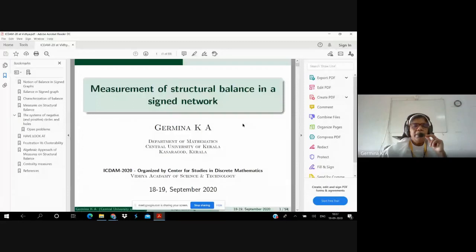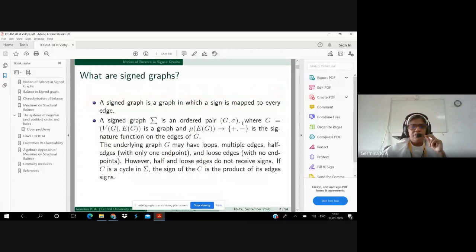Okay. So my lecture is on measurement of structural balance in signed networks. So for that, let us see what we mean by a signed network. Being mathematicians, let us call these networks signed graphs. You all know what a graph is. It is just the association of anything, how it is related. We just say how it is related. That's what it means. So a signed graph means, other than a graph, we assign some sign on its edges.